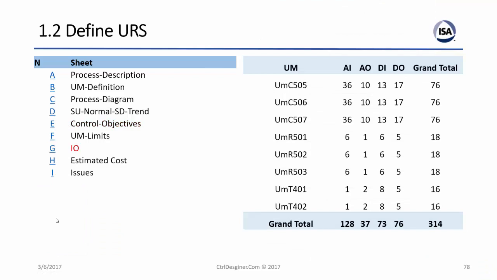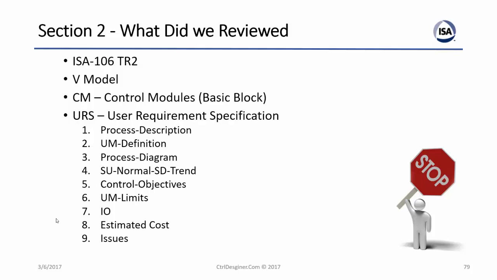Last but not least, we have the IO allocated to the URS, and that's the finishing of the URS. We do estimation of the cost, and we review the issues, and then we have finalized the URS. Therefore, what we discussed here is TR2, the V-model, the control module basic block, the URS, and 9 different portions of the URS that we need to check.